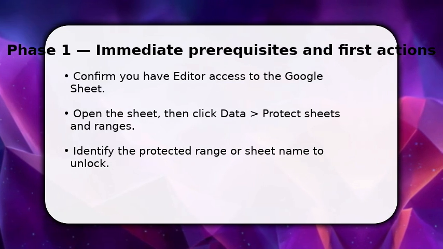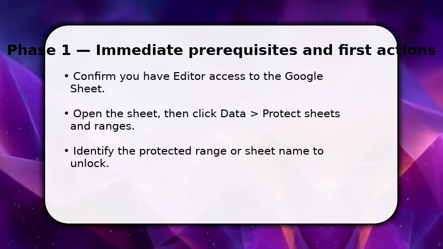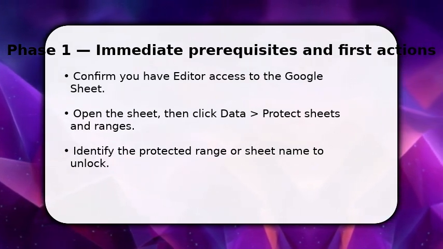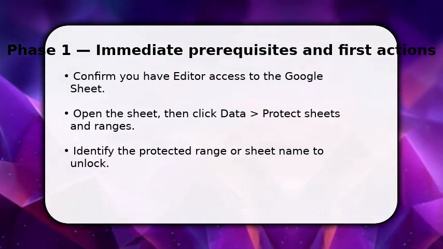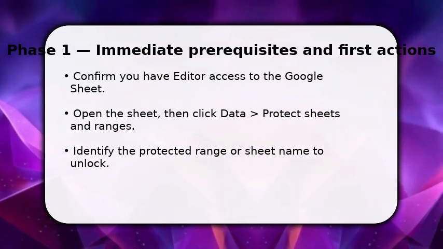You're focusing only on the specific protection entry. Do not change unrelated protections. Make sure to note who set the protection in case you need to contact them later, and keep the sheet open while we proceed. Now you remove the protection entry.